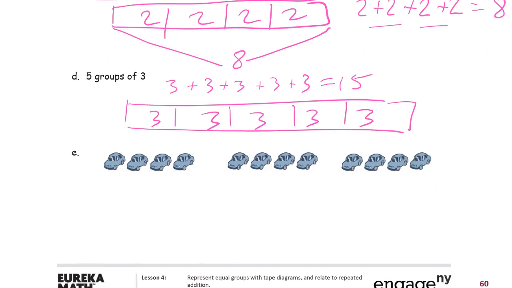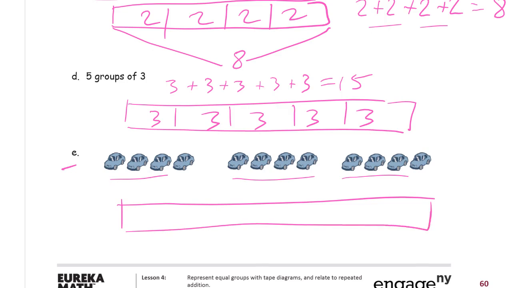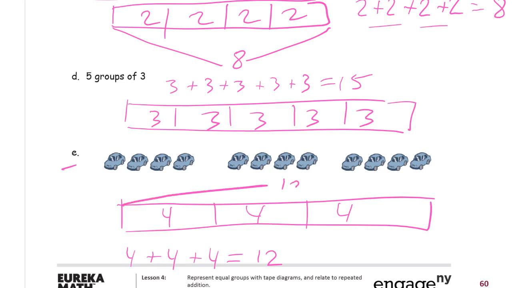And now we have a picture for this, for E here. We have a picture. That's 4, 4, and 4. So our tape diagram is going to have 3 fours in it. And our equation is going to be 4 plus 4 plus 4. And that's 12. And if you want to... Oops, being sloppy again. If you want to go do this from end to end, that's 12. From beginning to end, it's 12.